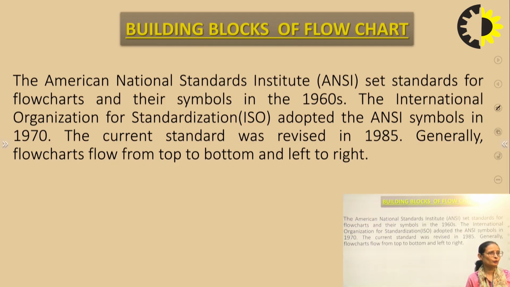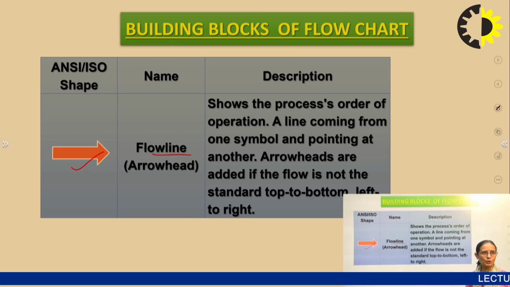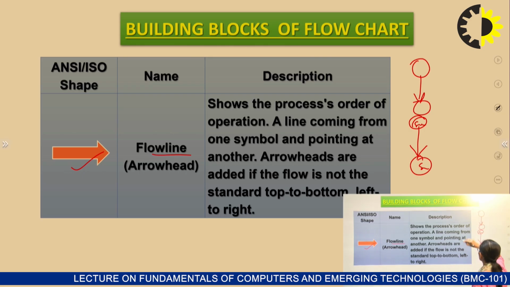Generally, flowcharts flow from top to bottom and left to right. So the very first symbol is the arrow, and the name of this symbol is the flow line or arrowhead. It shows the process order of operation, that is, in which particular order the flow is going on. It is a line coming from one symbol and pointing to another.